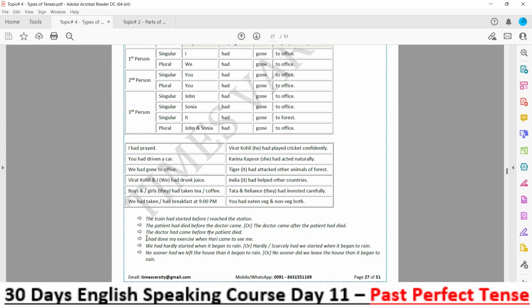So I had done my exercise. This is past perfect tense. Then Harry came to see me. That is past indefinite. All right. Yes. Next sentence, please. Yes, Shehbaz, it's now your turn.